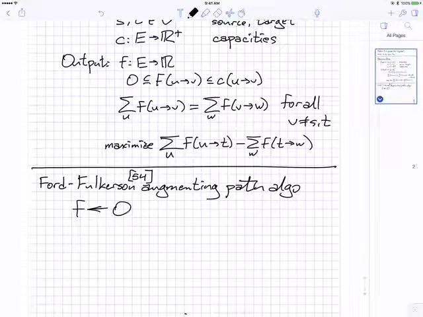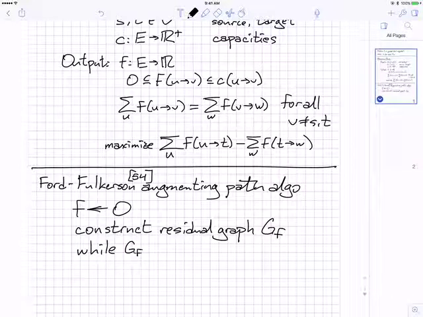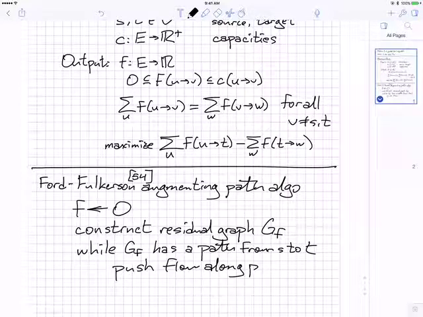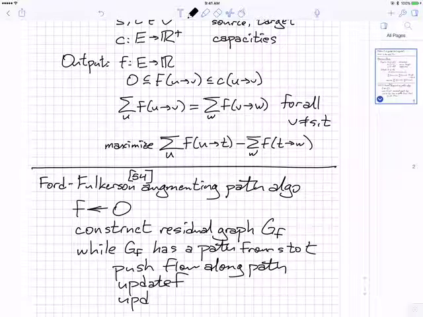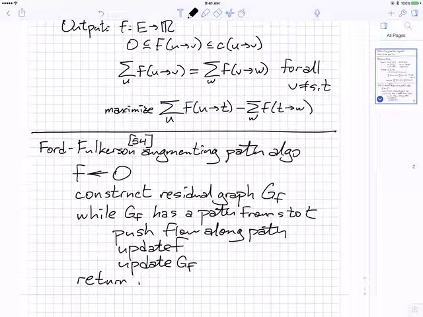And then I'm going to construct the residual graph G sub f, and then say while G sub f has a path from S to T, push flow along that path, which means I'm going to update F, the flow, and I'm going to update the residual graph, and then in the end I'm going to return the flow that I just computed.